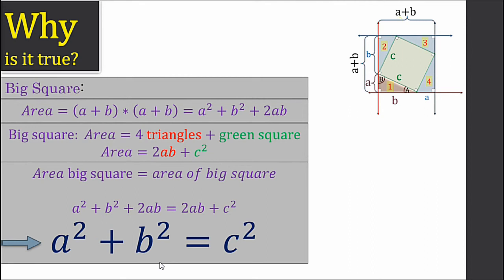These 2 calculations represent the same big square. Obviously, the area of the big square equals itself. When we simply write this idea down, A squared plus B squared plus 2AB equals 2AB plus C squared, we can easily see 2AB on both sides of the equal sign. These cancel each other. That which remains is A squared plus B squared equals C squared. This is the Pythagorean theorem itself. Thus, we have shown from scratch the Pythagorean theorem, and we're done.